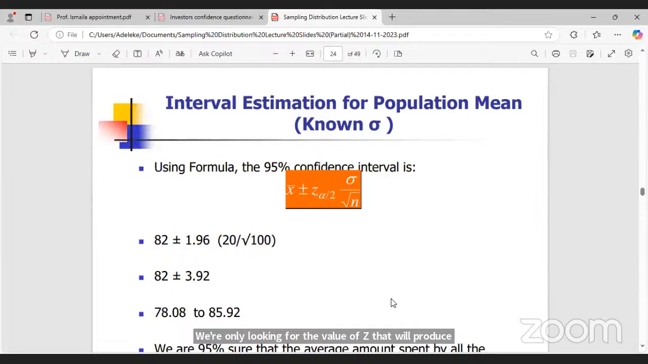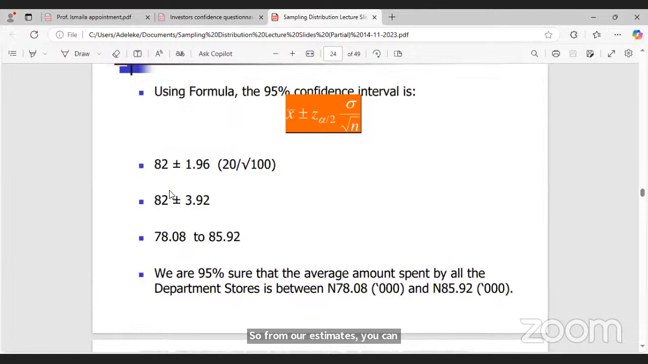That's the difference here. So if you check minus 1.96, you will see that minus 1.9 under 6. If you check the probability, you will see 0.025 there. And that's why in the calculation, there's 1.96 here. That's the value of Z that will produce that probability. So from our estimates, you can see that the amount spent is actually between 78 and 85,000 in that particular departmental store.